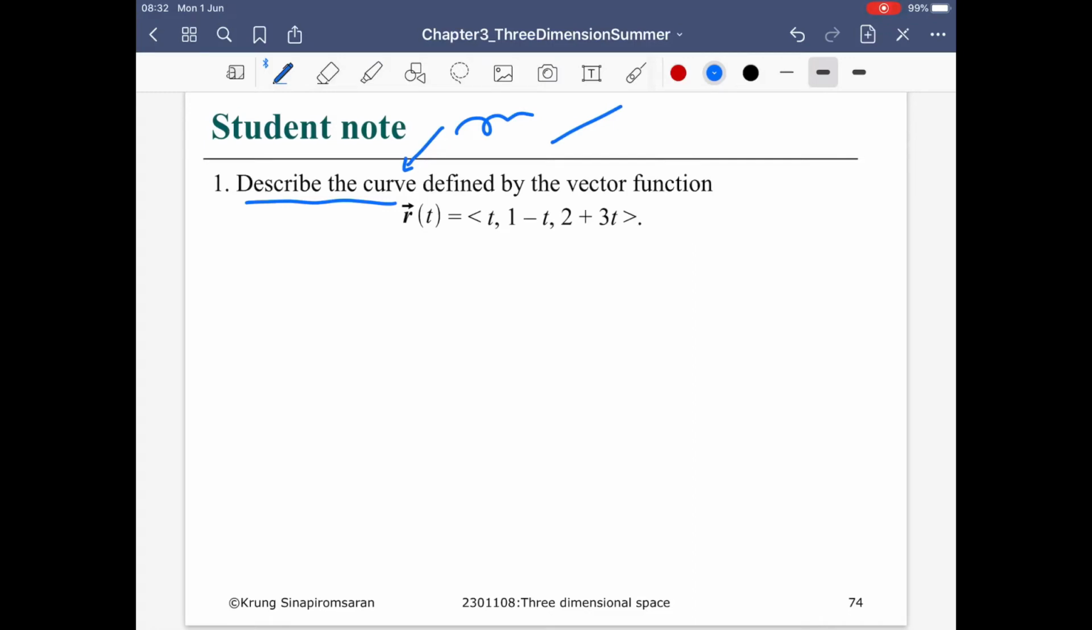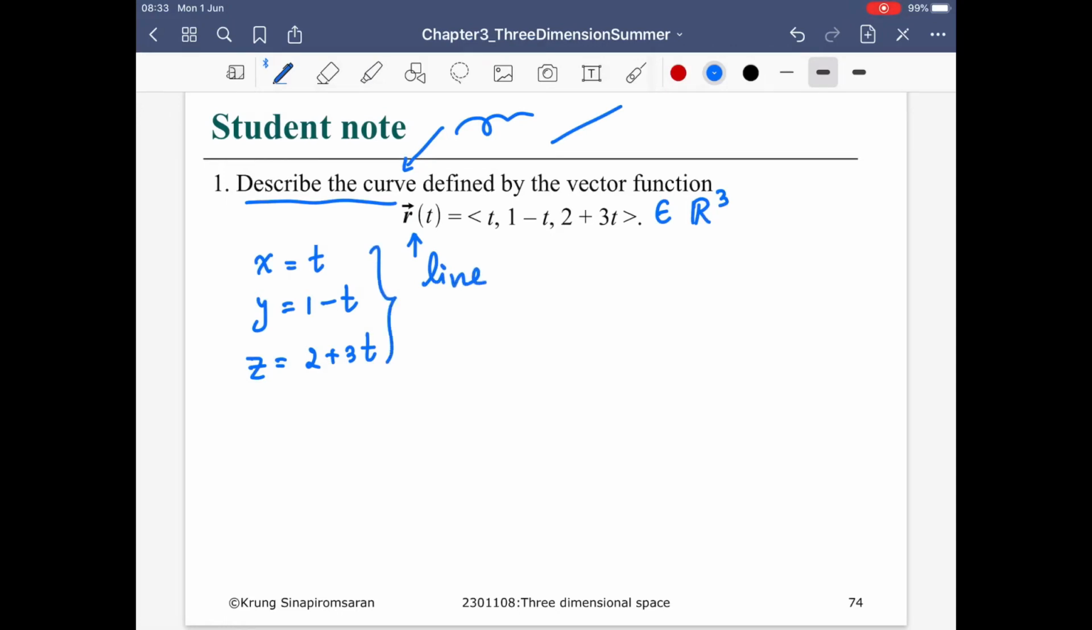So for this one, actually the first component, usually we use x as the first component, right? Because this one finally will be a vector in R3. So a vector in R3 can be represented by x, y, z as well. So your x is t, your y is 1 minus t, and your z is 2 plus 3t. So what does this mean? Actually, this r is a straight line, right?